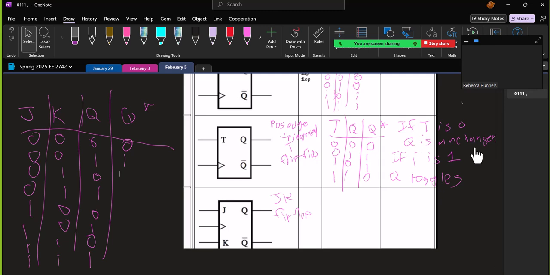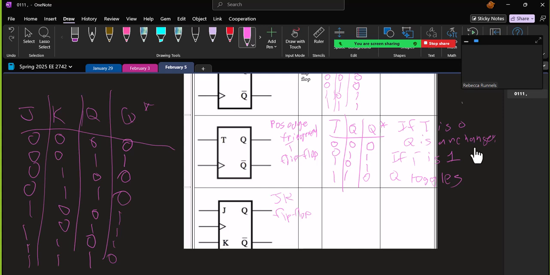So if J is 0 and K is 1, that is a reset, which means that the next output is going to be 0, regardless of what the previous output was. If J is 1 and K is 0, then the next output is 1. And if they are both 1, then it toggles. The JK is not important for your homework, although I think you'll have a lab where you'll have to do one later on. But knowing how the T flip-flop works is important for your homework.